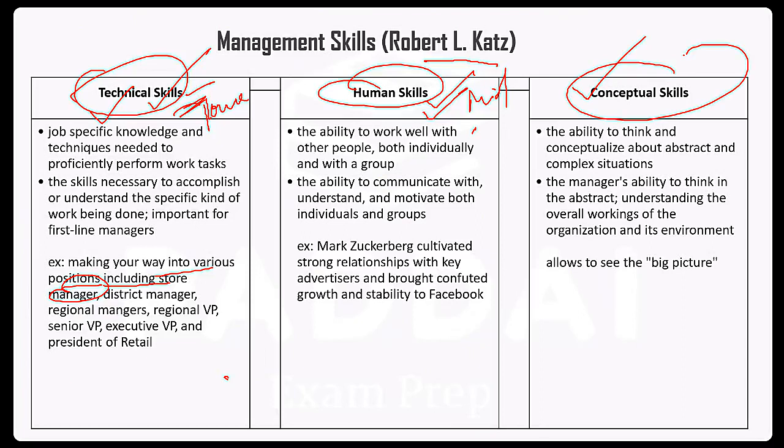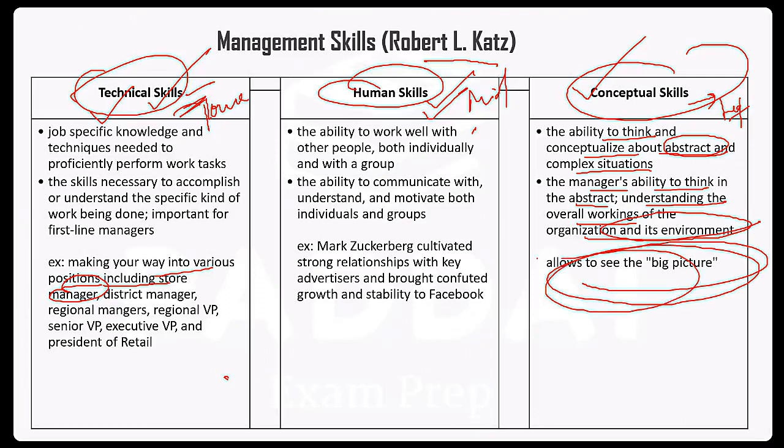Conceptual, understanding concept. If I am dealing with online education, is online education only about taking online classes? No. Conceptualizing the big picture: what online education can do for the world, what changes it can bring to the environment or society. Analyzing that concept is called conceptual skill. This is associated with the higher level, top level. Ability to think and conceptualize about abstract and complex situations. Managers' ability to think in abstract, understanding the overall working of the organization and its environment, allowing them to see the big picture.